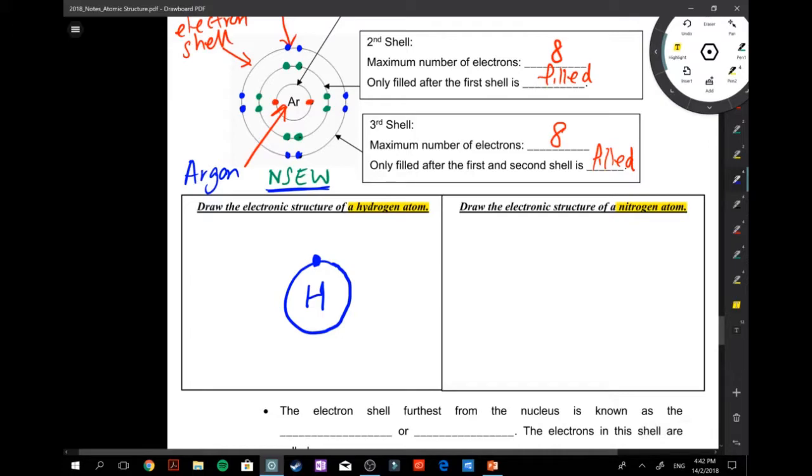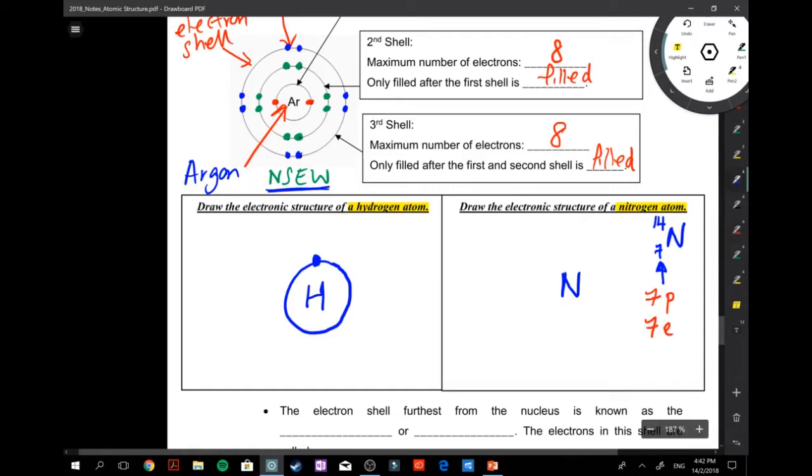Now let's take a look at nitrogen. Try it out by yourself. There's a nitrogen atom with the chemical symbol. How many rings of electrons should it have? Right, if you derive from the periodic table, you'll notice that nitrogen should have 7 protons, and since it is an atom, it should have 7 electrons.